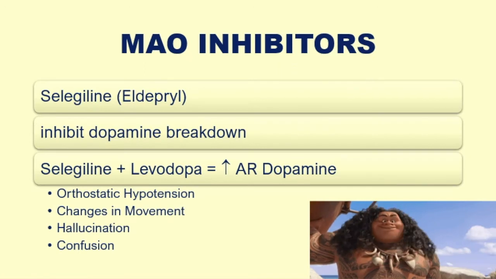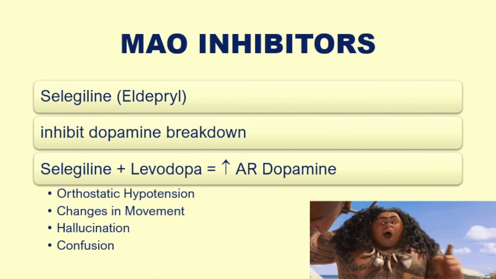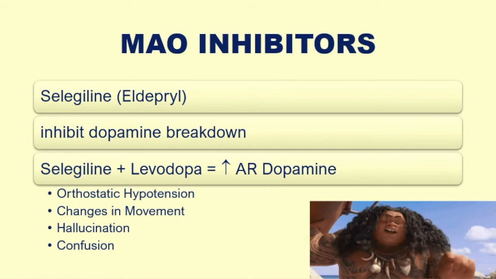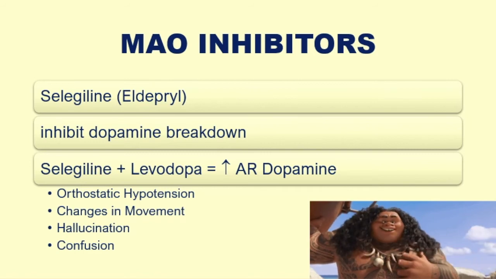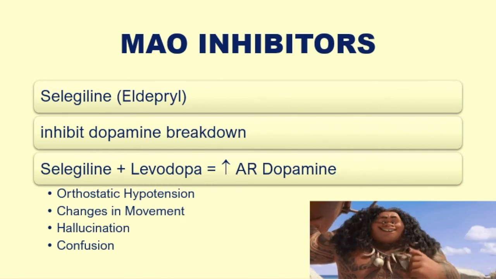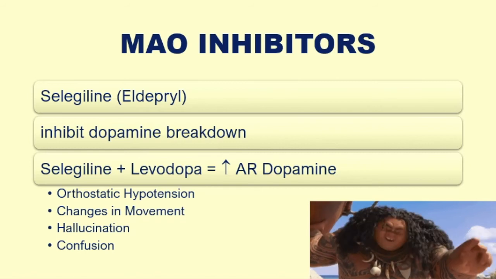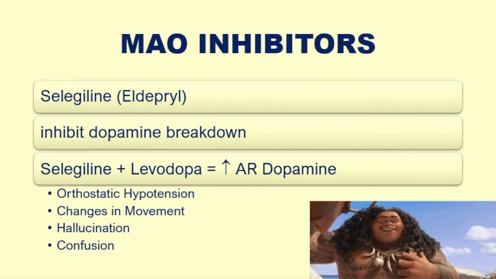Then you have your MAO inhibitors. So class, your MAO inhibitors, your monoamine oxidase inhibitors. So class, you have your selegiline. That's one example. Your selegiline would inhibit the dopamine breakdown. Remember, the function of your MAO, your monoamine oxidase, is to break down neurotransmitters such as your dopamine. So it breaks down your norepinephrine, even your epinephrine, and even your serotonin. That's the function of your MAO.